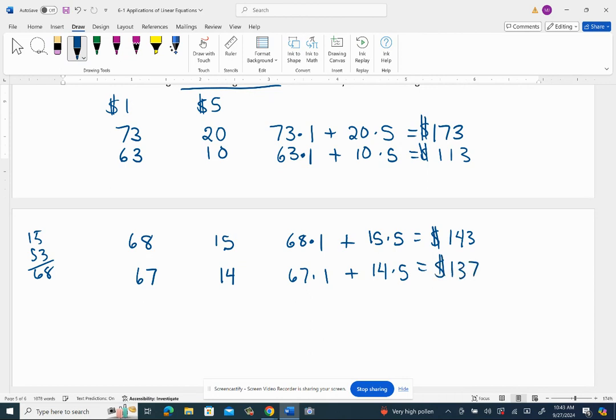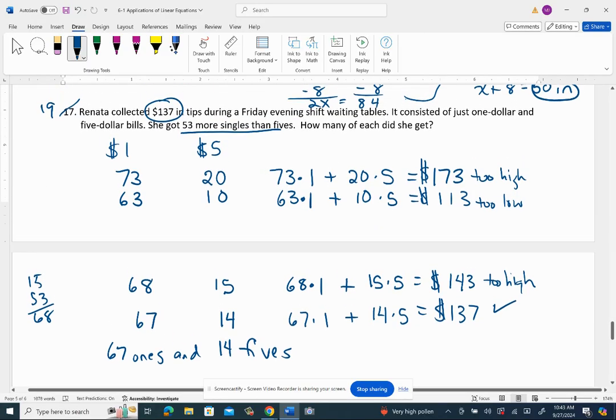So we could do that kind of guess and check approach. So this was too high, so we jumped down. This was too low, so we needed more fives. This was too high but close, so I need fewer fives, and I just went down a little bit and wound up getting the right one. And then the question on that one was, how many of each did she get? So she got 67 ones and 14 fives. Okay, so that would be a valid approach, right? That would be a trial and error approach.